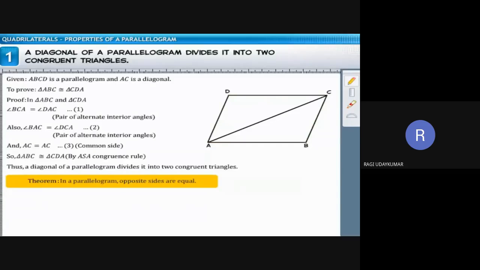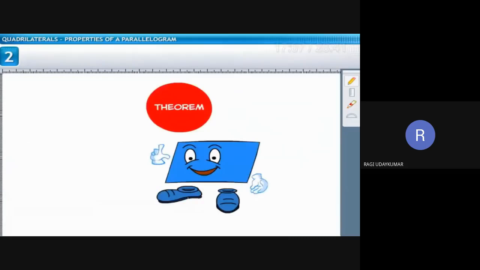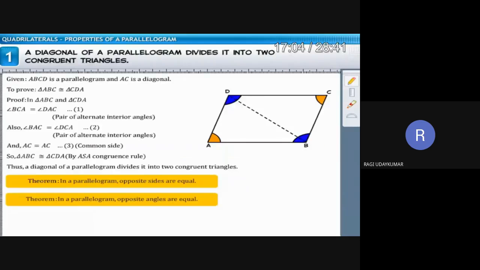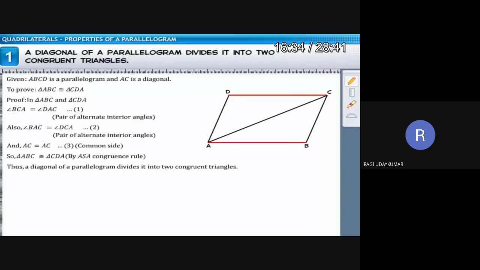So the theorem is: in a parallelogram, opposite sides are equal. Next property: in a parallelogram, opposite sides are equal. Okay, so this is the second one. If each pair of opposite sides is equal in a quadrilateral, then it is a parallelogram. In the previous one, both these proofs will come out of it for you.